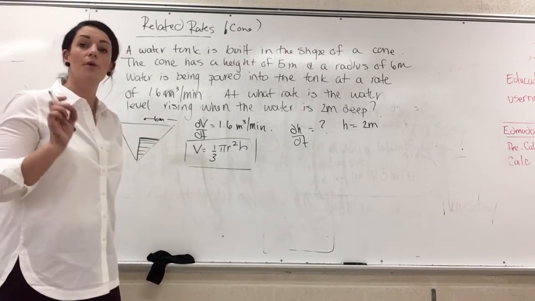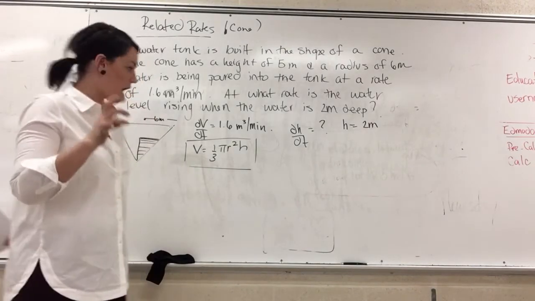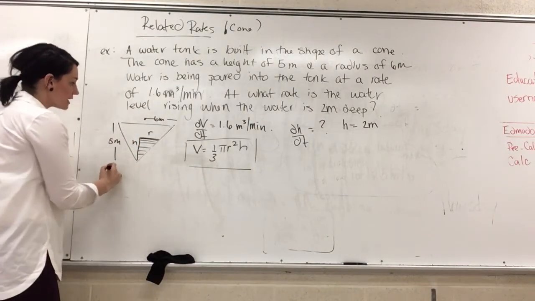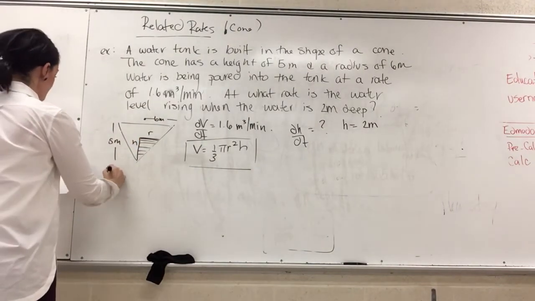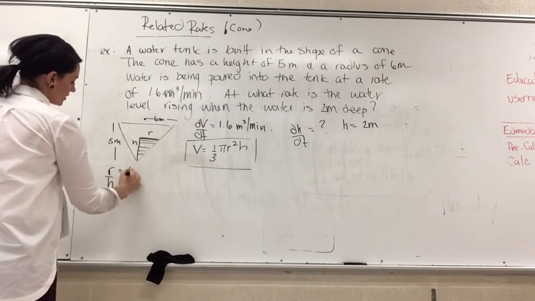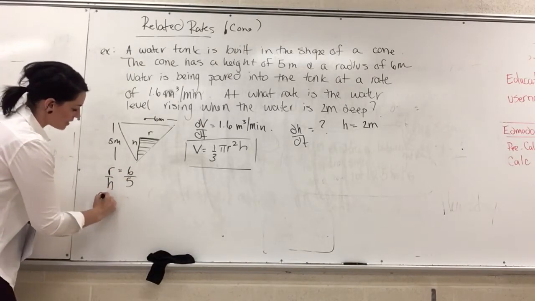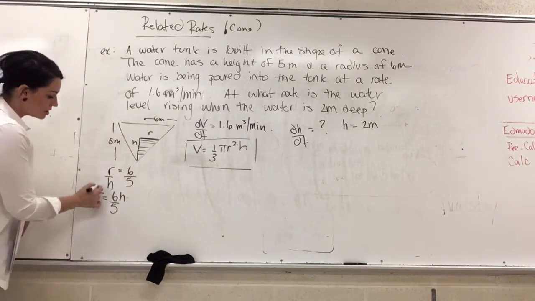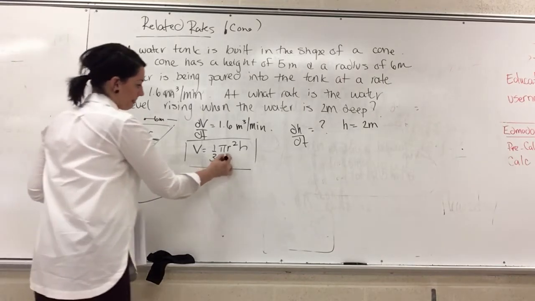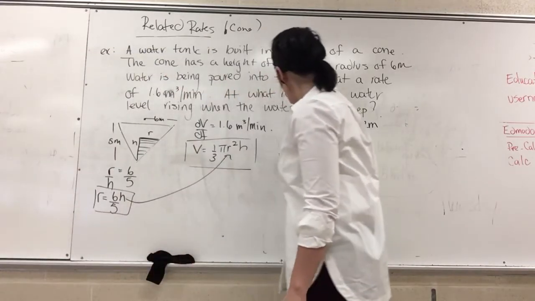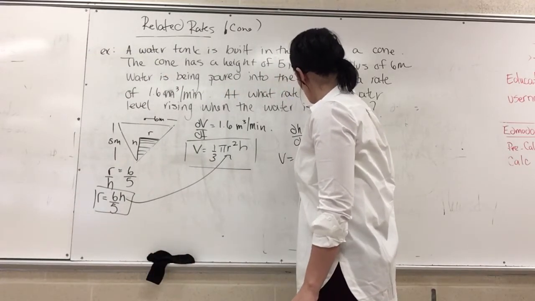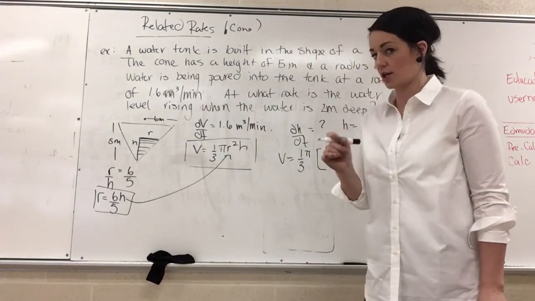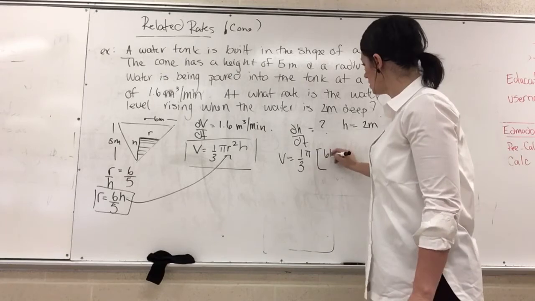What you need to do is form a ratio. We basically want to get rid of r. If we look here, this is h and this is r. So I can say that r over h equals 6/5. Then I can say that r equals 6/5 h. And I'm going to plug this in here. This ratio strategy will only work if r and h are changing.